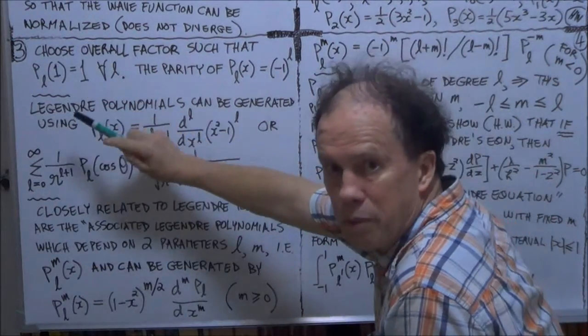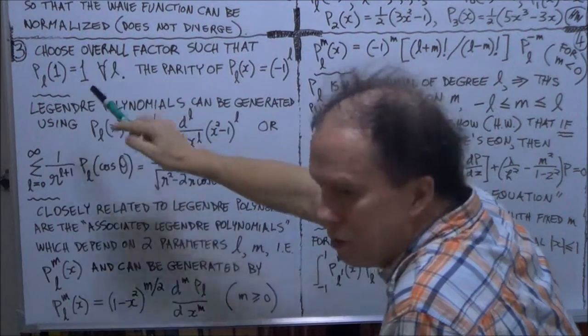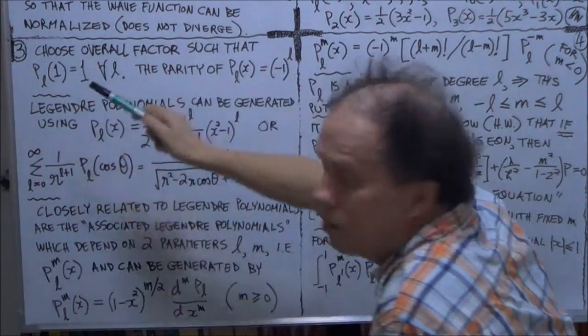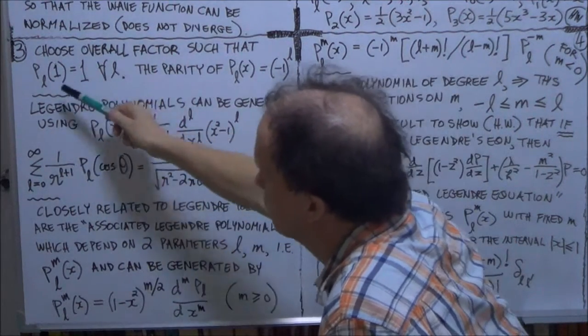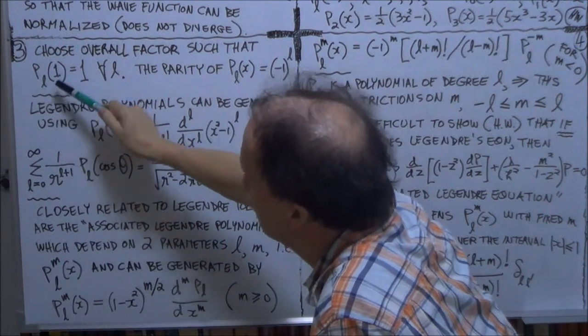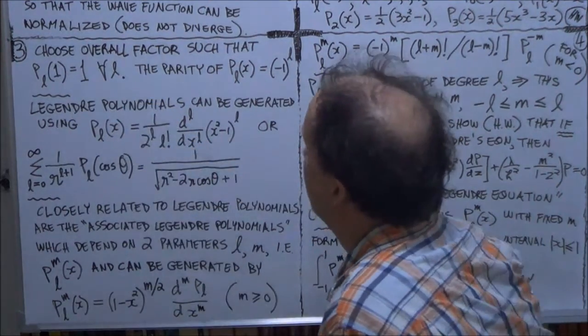I was just saying a bit in the previous session. Choose your A0 and A1 such that this is true. Just for convenience, such that your Legendre polynomial is PL of 1 when x is 1 equals 1. Okay.